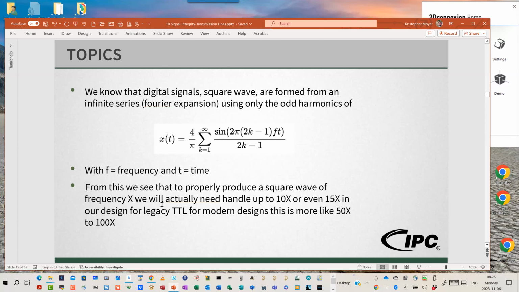Also, we know that digital signals, square waves, are formed from an infinite series called a Fourier expansion using only the odd harmonics. Technically, it's all the harmonics, but the even harmonics technically subtract, and the odd harmonics are the ones that are going to add. And here we have f is frequency and t is time in this term right here. And from this, we can see that to properly produce a square wave of frequency x, we will actually need to handle 10x or even 15x for our design for legacy TTL. For modern designs, this is more like 50x to 100x.